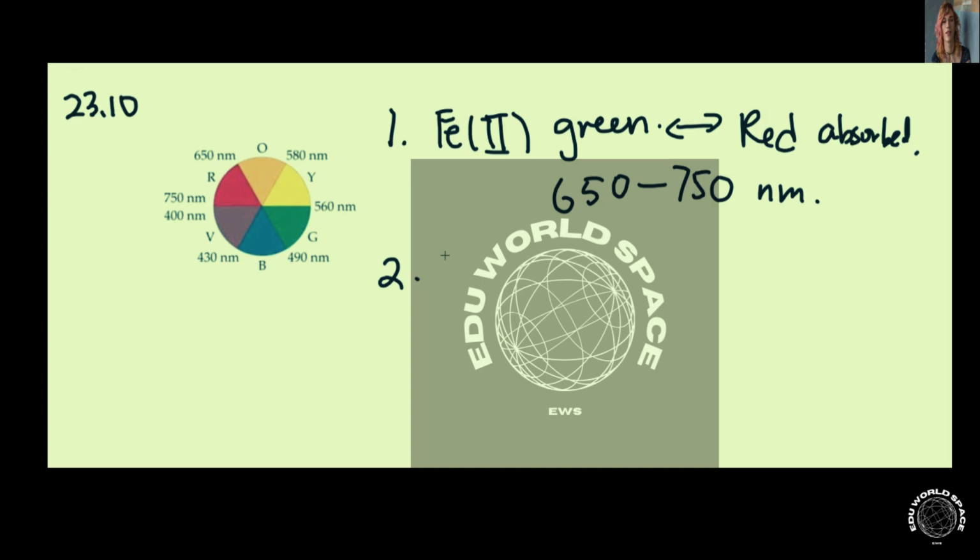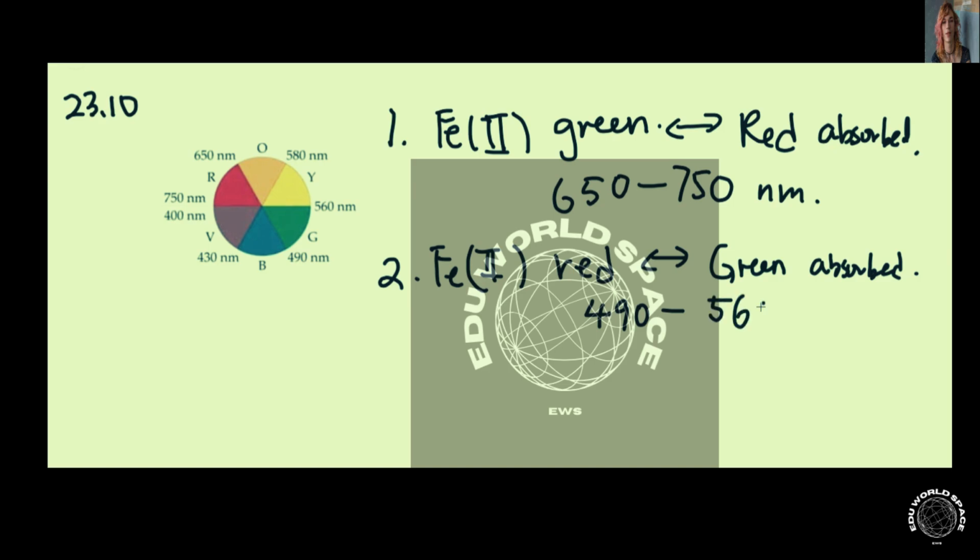So the second iron 2 plus is mentioned in red color. So if it appears red, it means the complementary part has been absorbed, which means the green color is absorbed. And the wavelength for green color part is from 490 to 560 nanometers.